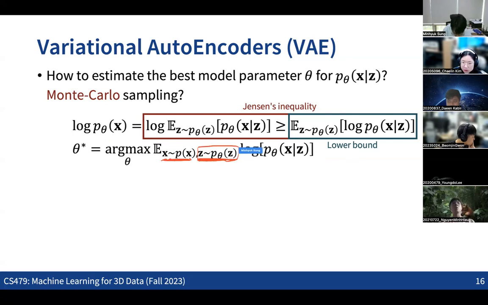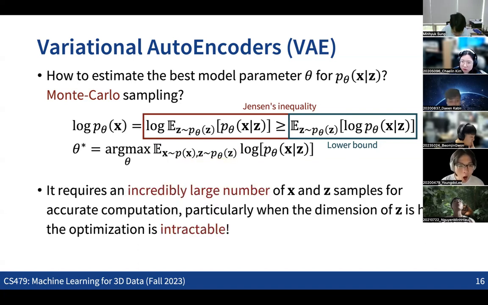So basically, we need to consider lots of pairs coming from the data distribution, and also lots of samples coming from the unit Gaussian as well. All these multiple pairs of X and Z will be needed to accurately compute all the probability values, which will be very time consuming.